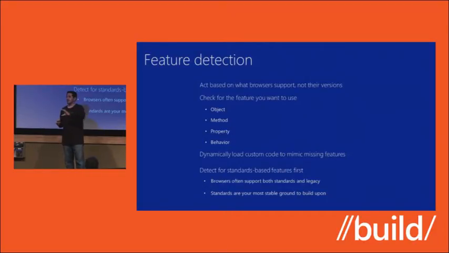And if it doesn't, then you have a couple of options. You can go ahead and use polyfills and shims to mimic behavior. You can do a lot. Maybe you just ignore it and offer a degraded experience. But feature detection gives you the most reliable way of determining whether something is available.